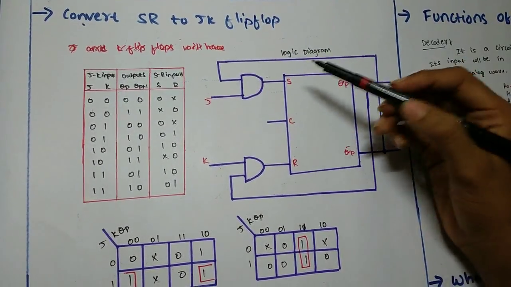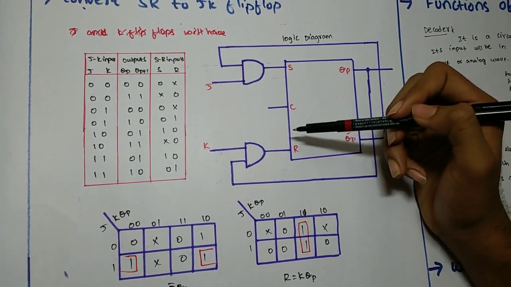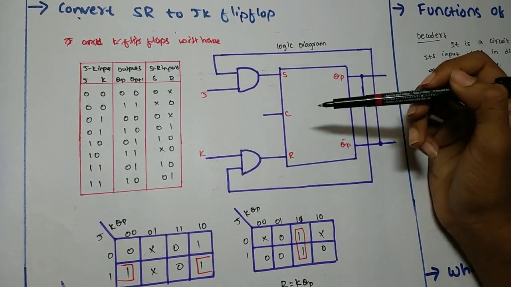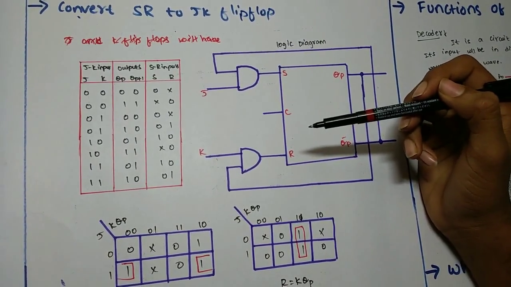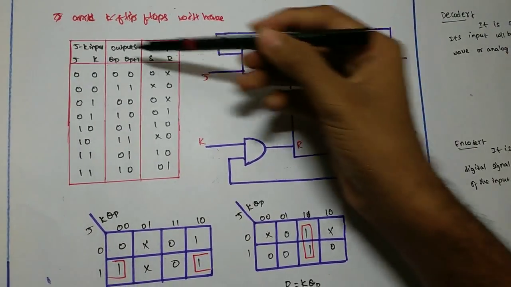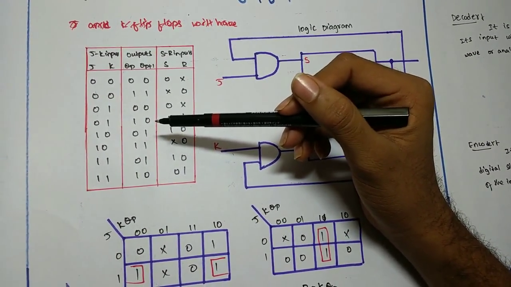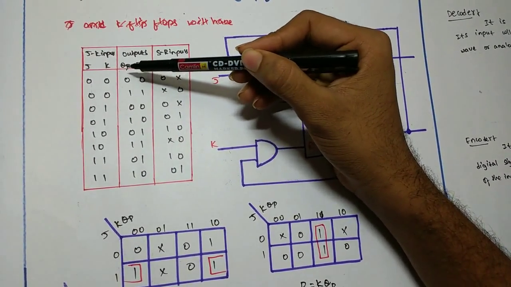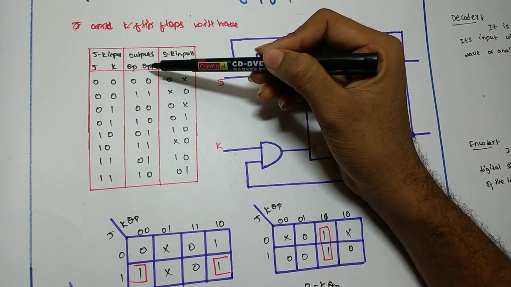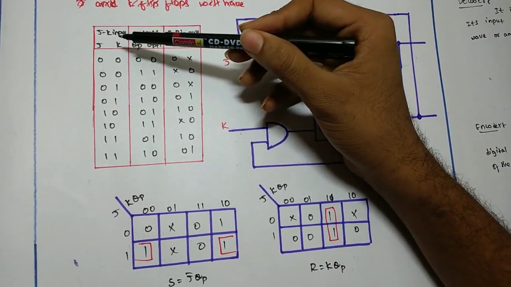J and K will be given as the external inputs to S and R. As shown in the logic diagram, here S and R will be the outputs of the combination circuit. The truth tables for the flip-flop conversion are given here. The present state is represented as QP, and QP plus 1 is the next state to be obtained when J and K are given as the inputs.